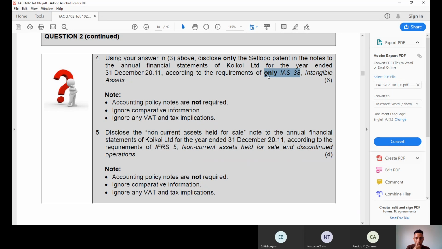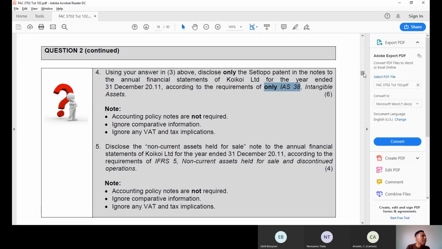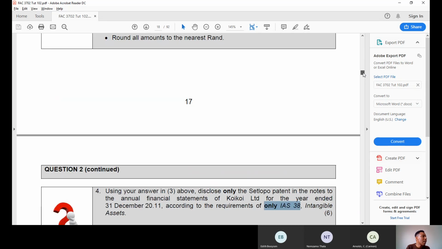So what they're looking for here is an intangible note in accordance with IAS 38 requirements, right? So they're not looking for the PPE note. But if you read the scenario, you will see that there is a component of PPE here.